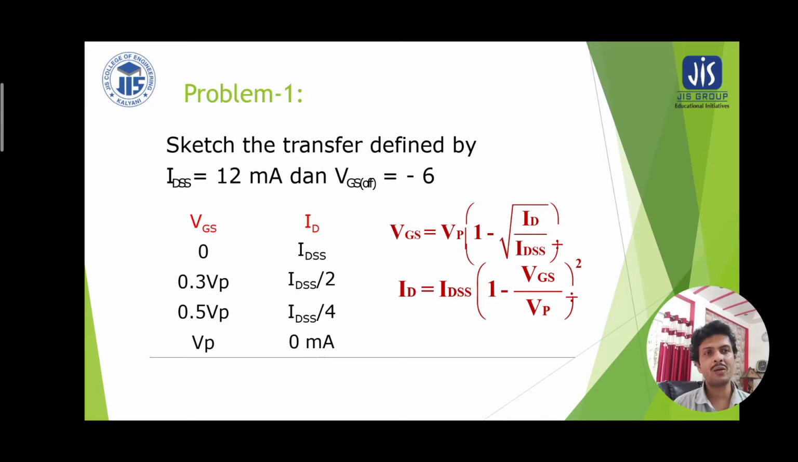IDSS equal to 12 milliampere, already told. So half of the IDSS means 6 milliampere, 1/4 of the IDSS means 3 milliampere. So the numerical table has been formed, and the corresponding equation is written on the right hand side: ID equal to IDSS into (1 minus VGS by VP) whole square. This is the basic equation, and if we simplify a little, we get VGS equal to VP into (1 minus square root of ID by IDSS). These are the mathematical equations and numerical tables we need to define the sketch.